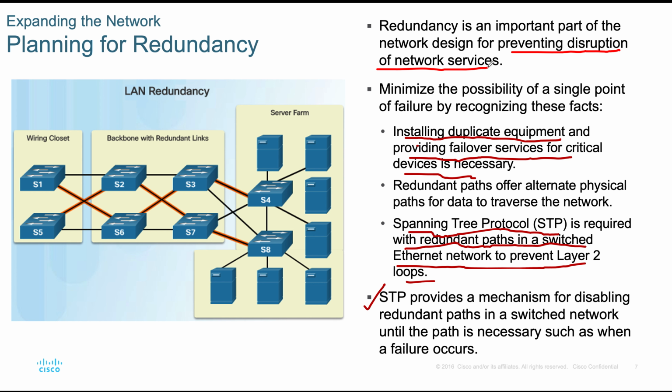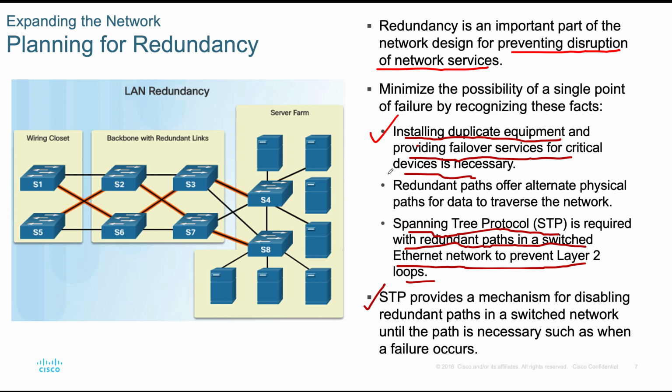Now, so we'll be able to see the significance, the importance of having a backbone or having a redundant path in a network. Now let's begin to look at the advantages. It helps to minimize the possibility of a single point of failure by recognizing the following. Now let's take a look at them one after the other.